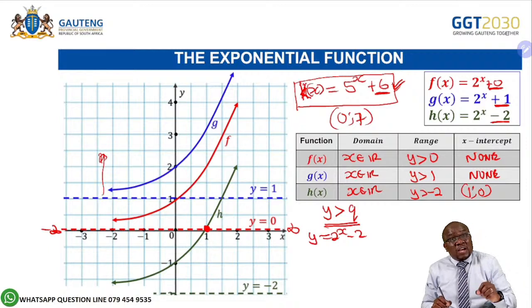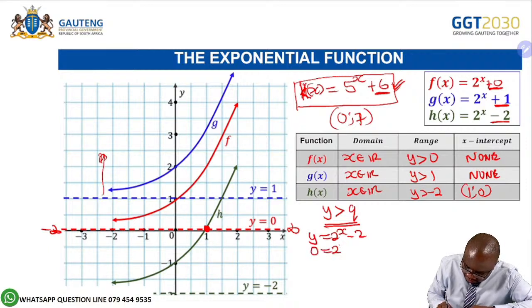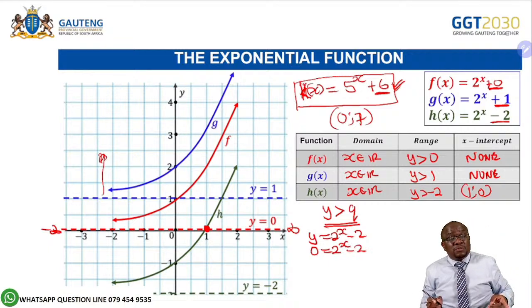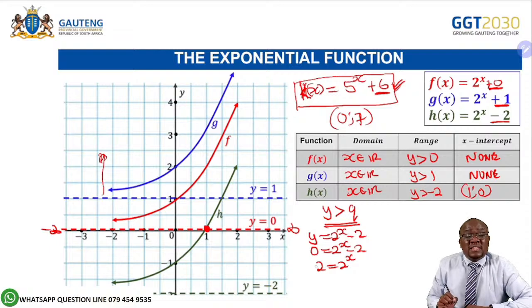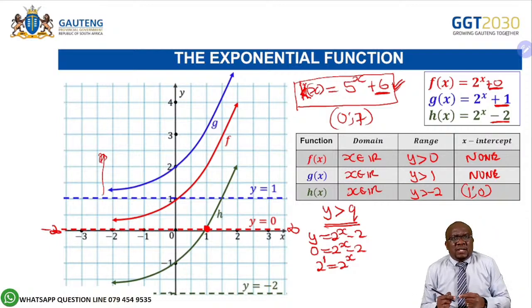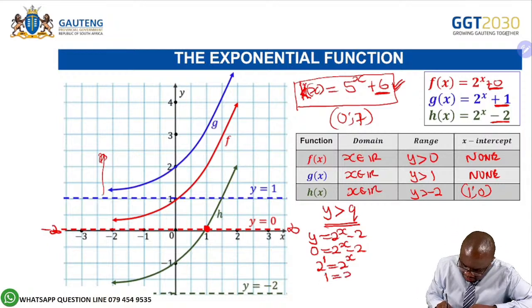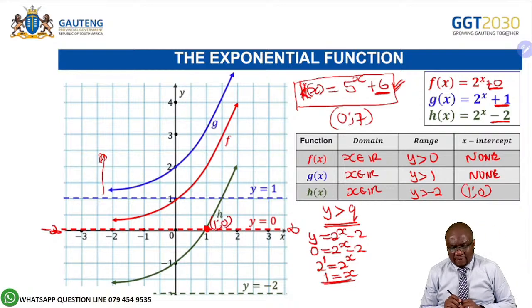And then where there's y, we put 0 to find the x-intercept. So 0 is equal to 2 to the power x minus 2. We transpose the 2 to the left-hand side. Negative 2 becomes positive 2. So 2 is equal to 2 to the power x. Then 2 is like 2 to the power 1. And then if the bases are equal, we can equate the exponents. It becomes 1 is equal to x. You see that? And then this point here is (1, 0). You see that? Okay. Right.